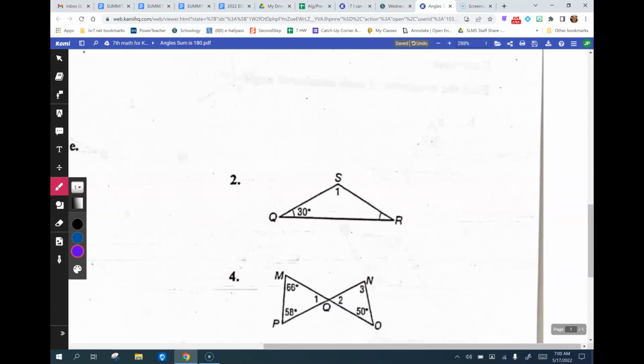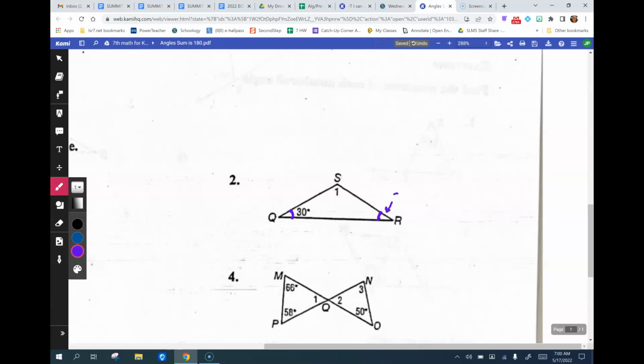Oh, okay. Now here's a geometry concept that we haven't seen before. See these little marks right here? This mark here and this mark here? Those two marks mean that those two angles are the same measure. They are congruent. This mark and this mark means my angles are congruent, so they are the same measure.